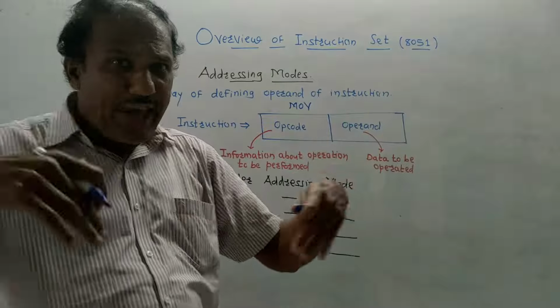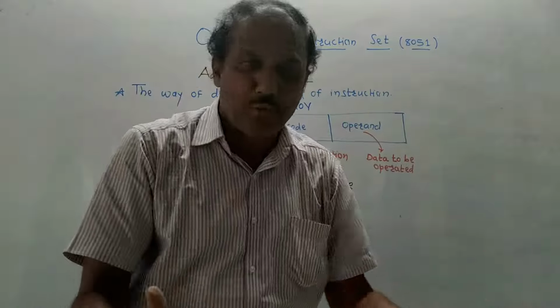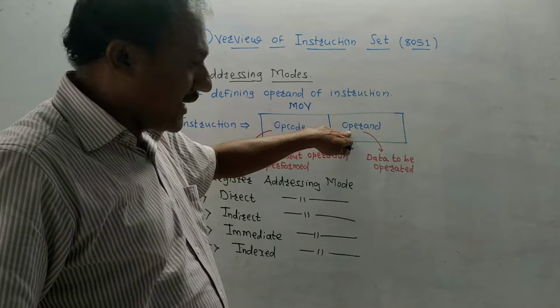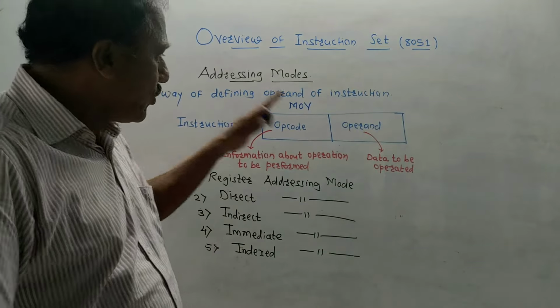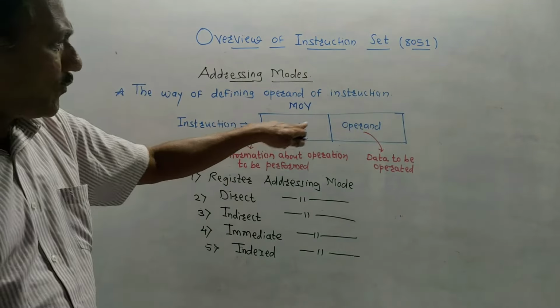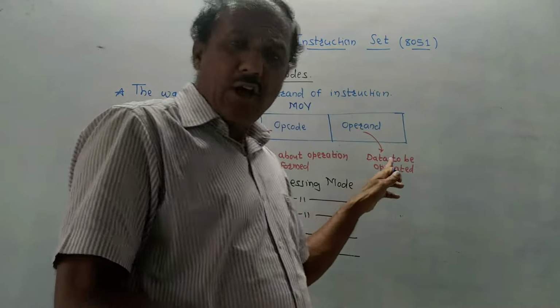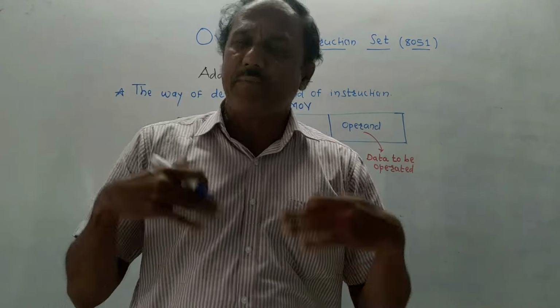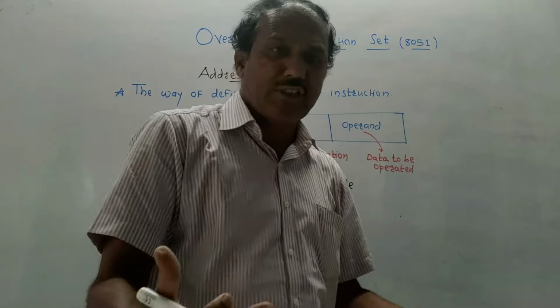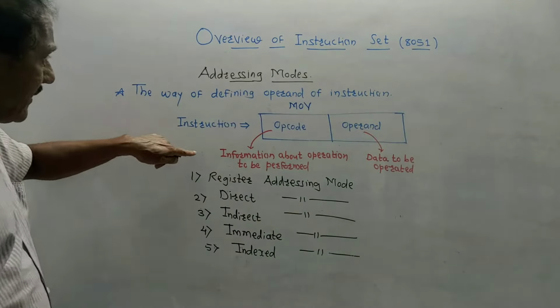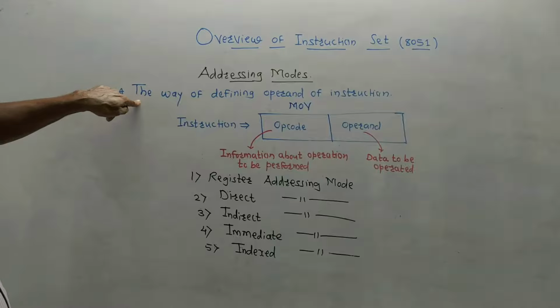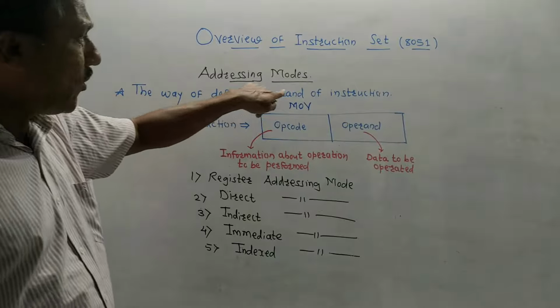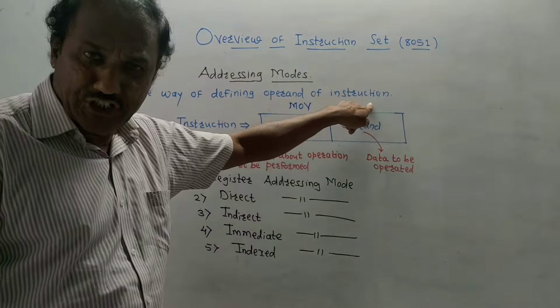And operand is the data to be operated. मतलब कौन से डेटा पे एक्शन करना है, टास्क परफॉर्म करना है, that is indicated by the operand. So there are two parts of instruction, opcode and operand. Not necessary always the task is to be performed on data. It can be instruction or it can be registers and so on. Then, before this, we will discuss the definition of addressing mode. It is the way of defining operand of an instruction.